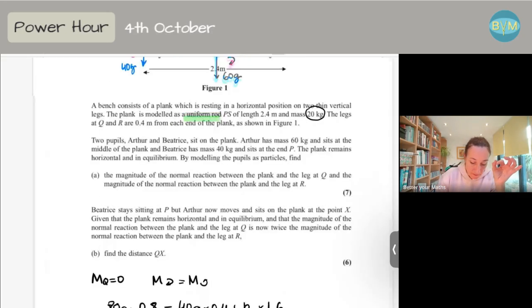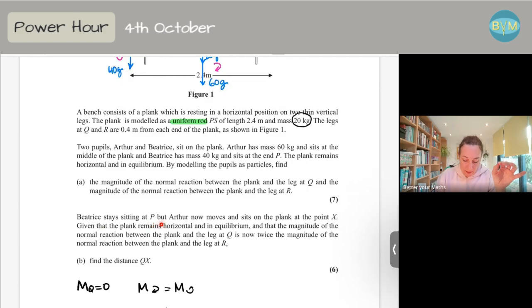Now, Beatrice stays sitting at P, but Arthur now moves and sits on the plank at the point X. Given that the plank remains horizontal and in equilibrium and that the magnitude of the normal reaction between the plank and the leg at Q is twice the magnitude of the normal reaction at R, we have to find the distance QX.